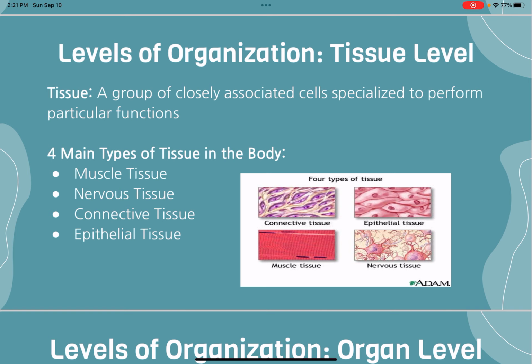Nervous tissue is the main tissue component of the nervous system. It regulates and controls bodily functions and activities. Connective tissues support, protect, and give structure to other tissues and organs in the body. Epithelial tissue forms the protective covering of all internal and external surfaces of the body. Epithelial tissue lines body cavities and hollow organs.